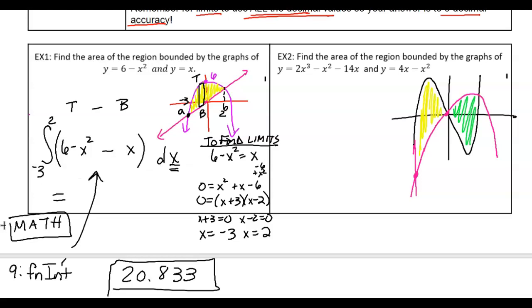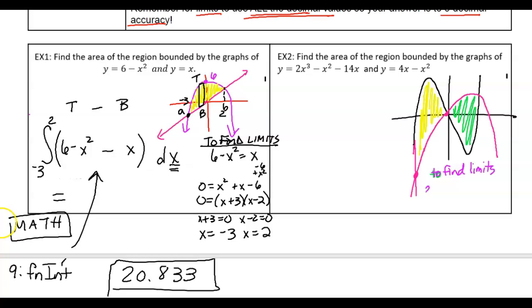Okay. And so what you notice is that my top over here of the yellow is black and pink, but the green region, it's pink and black. So we can't just integrate with one integral. So we're going to have to split this up. If you want to find out where they intersect, we can set these equal to each other by hand. To find limits.